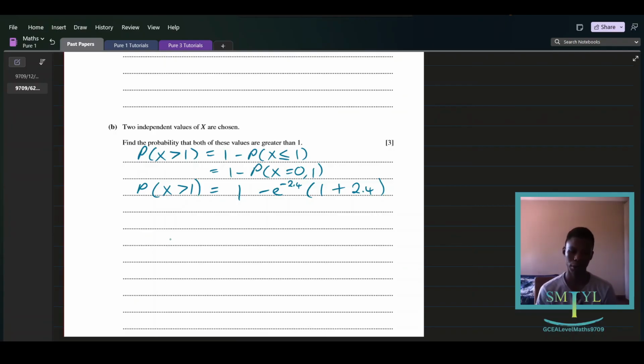And now we want the probability of two of these values being greater than 1. So we simply square our answer: 1 minus e to the negative 2.4 times 1 plus 2.4, all squared. And that will give us our final answer. Let's punch that into the calculator: 1 minus e to the negative 2.4, open bracket, 1 plus 2.4, squared. And that gives us 0.478. And that's our final answer.